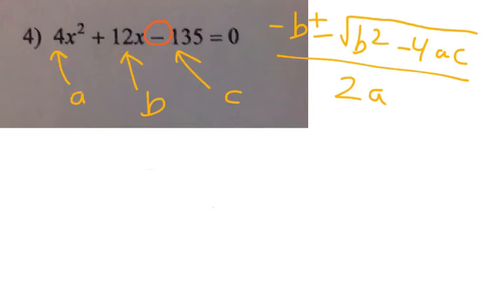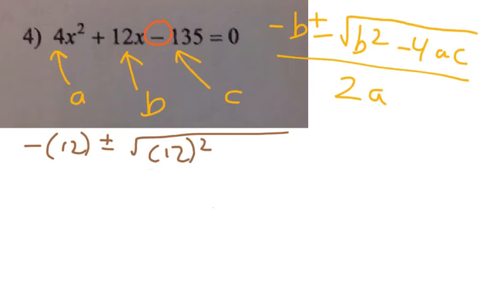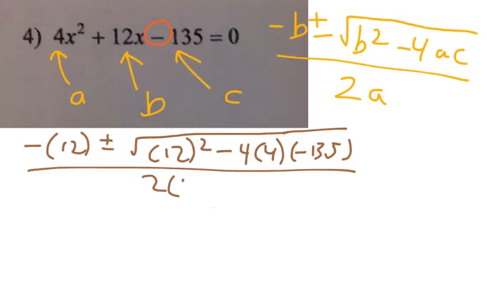Just cleaning things up here a little bit. So here we go. I know if I do the negative of b, which is 12, plus or minus square root b squared, so that would be 12 squared minus 4 times a, which is 4, times c, which is negative 135. That whole thing is divided by 2 times a, which is 4 again. So guys, again, pause the video if you need to. But hopefully you understand. All I did was plug in a, b, and c's, right? Right in our fancy quadratic formula. Now we got to do the math.